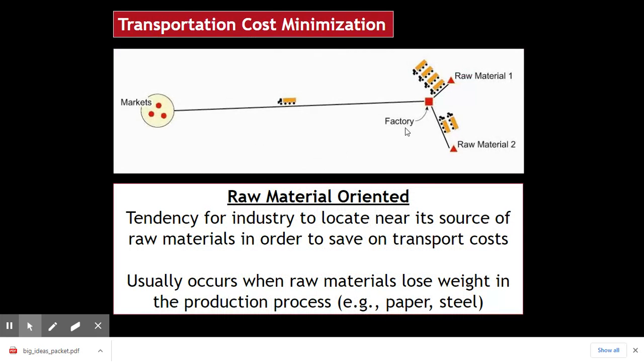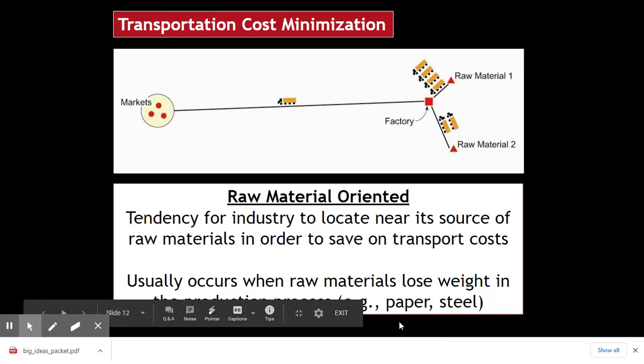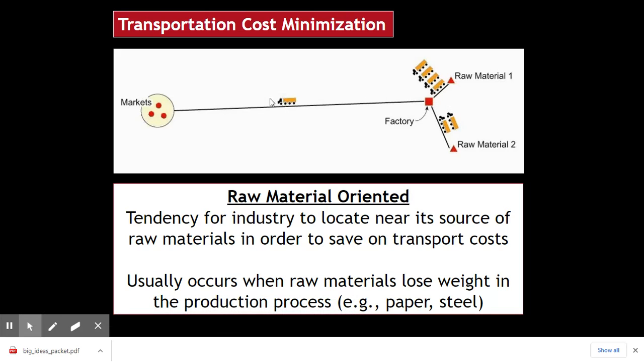This is called the idea of bulk reducing or bulk gaining. Here I have my markets and I'm thinking about transportation. I'm trying to think about that raw material. Is it going to be heavier once I make it, or is it going to be lighter? Think about paper. Paper starts out with trees, which are super heavy, but ends up as paper that's lighter. So I should probably have my factory closer to the trees, because then I can transport the paper, which is really quite light, to bring to market.